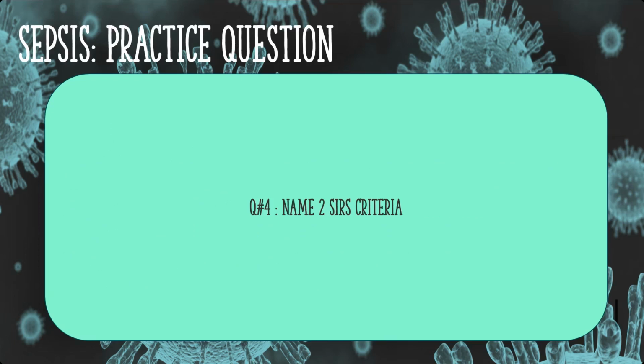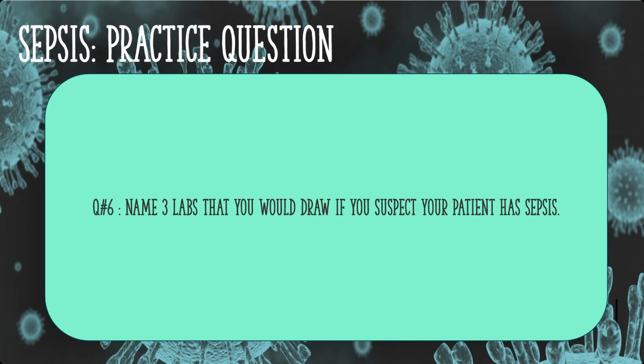Good. All right, question number 5. 1 IV is good, blank is better. One of the things I say all the time to my students. Yeah, 2. 1 IV is good, 2 is better. Very good. All right. Number 6, name 3 labs that you would draw if you suspect your patient has sepsis.